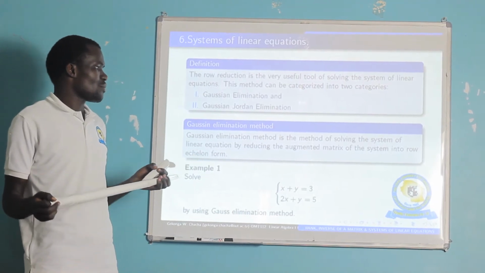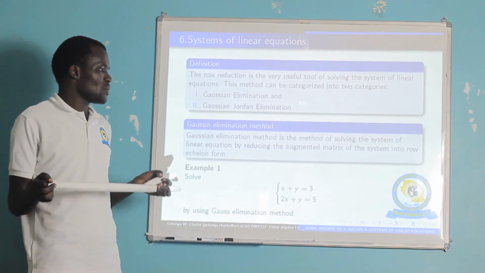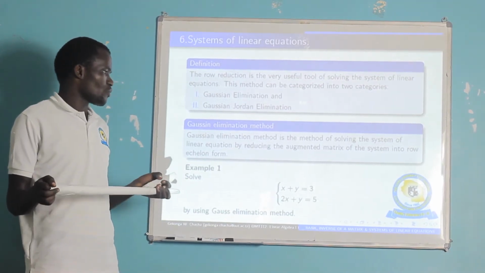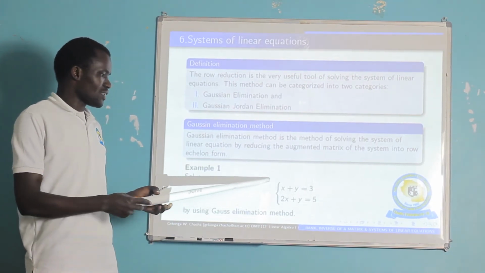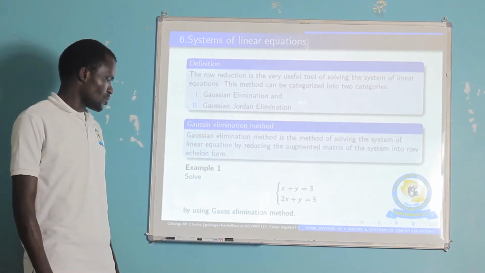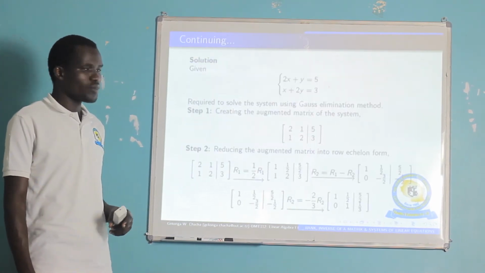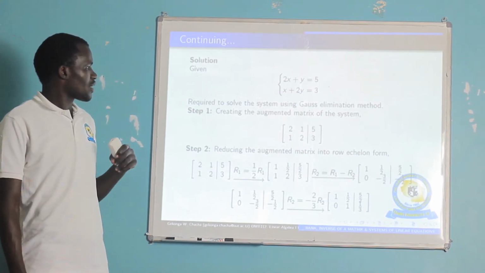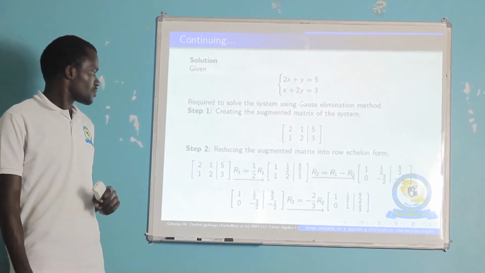The Gaussian elimination method is a method of solving systems of linear equations by reducing the augmented matrix of the system into row echelon form. For example, we have just been given this simple system of linear equations. So we are going to solve this one by using the Gaussian elimination method, following the steps required to solve this system.